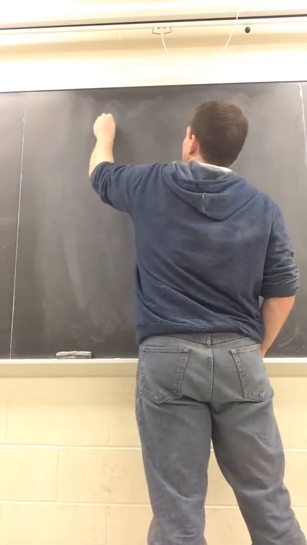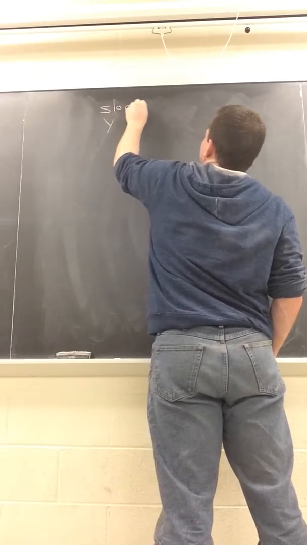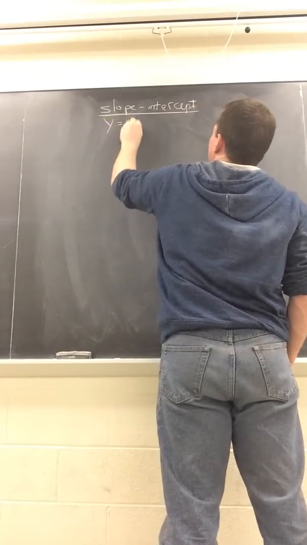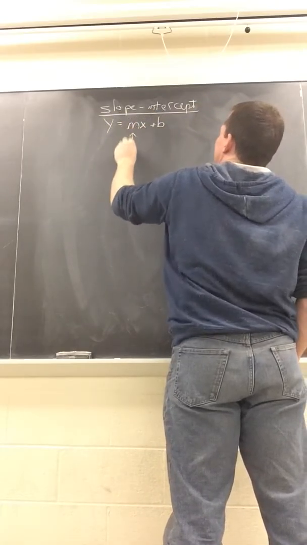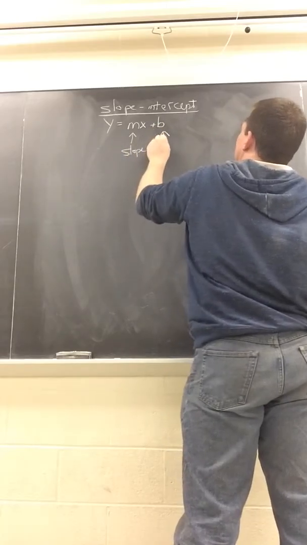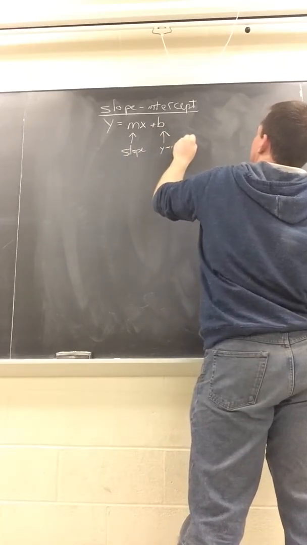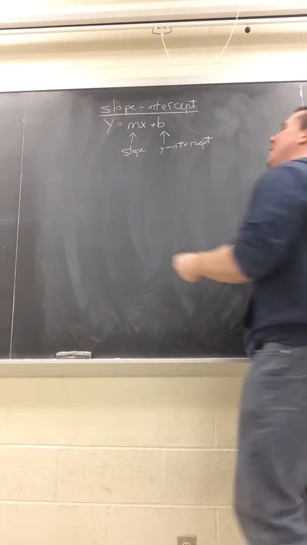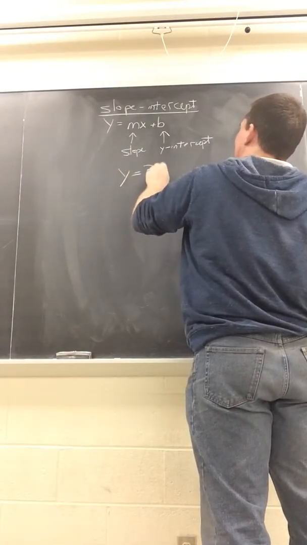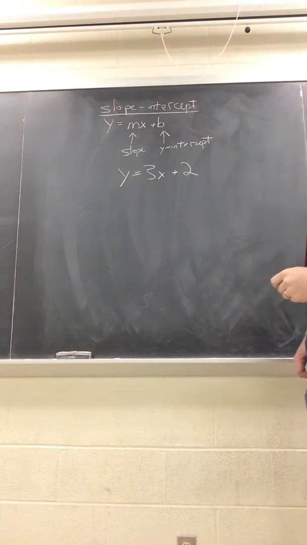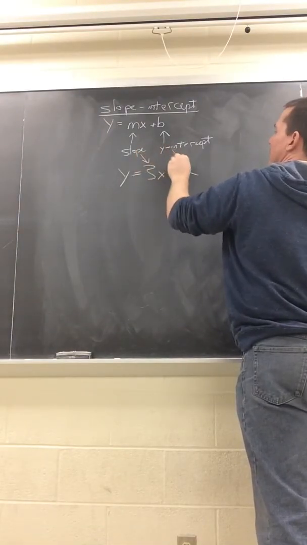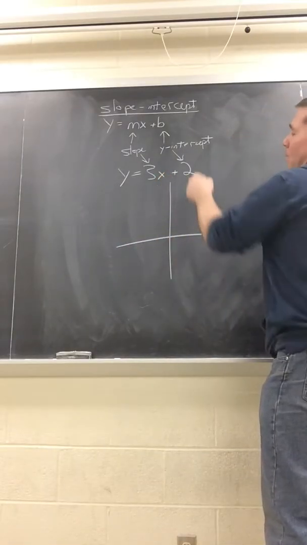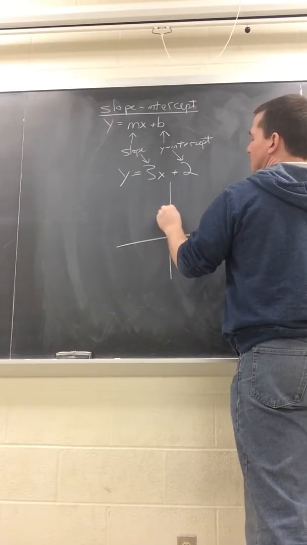The first one that most people know is slope-intercept. And the equation is y equals mx plus b, where m is my slope and b is my y-intercept. So, for the sake of argument, if I have the equation y equals 3x plus 2, that means 3 is the slope and 2 is the y-intercept. And then from there we can graph it. We know the intercept is 2, which is the point 0, 2, right here.